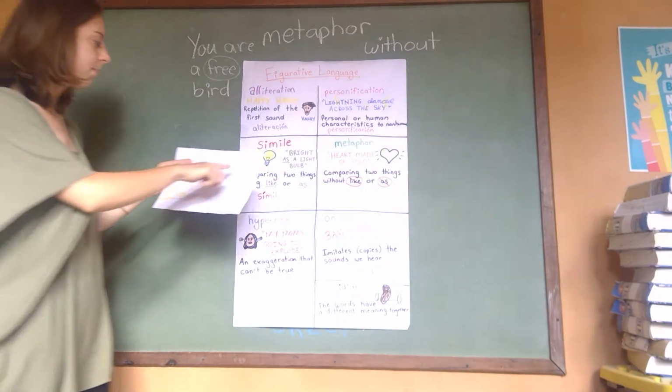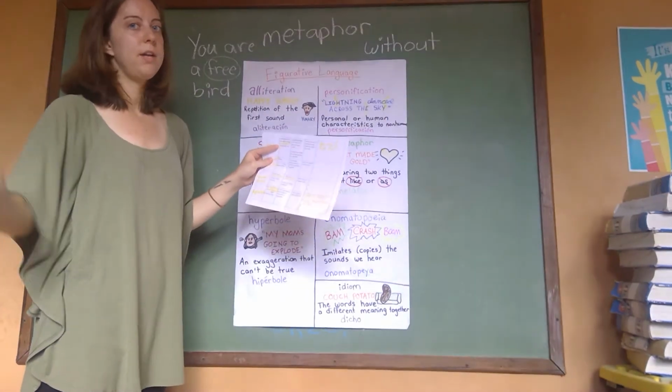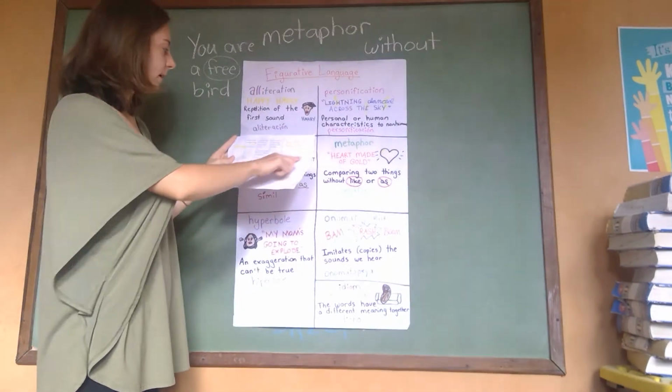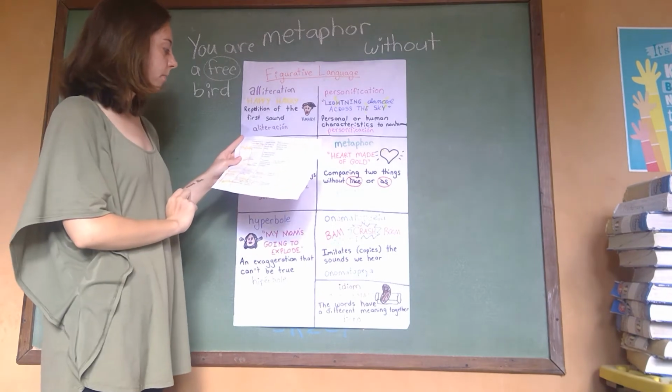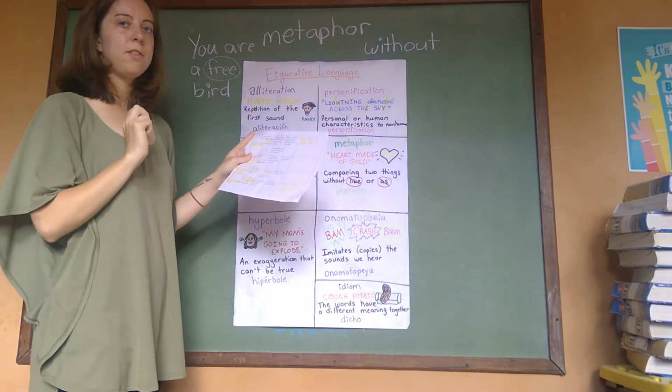So give me 3 examples, right? He is a cheetah. He is so fast, right? Those type of examples right here on your paper, and then you can start the video when you're done.